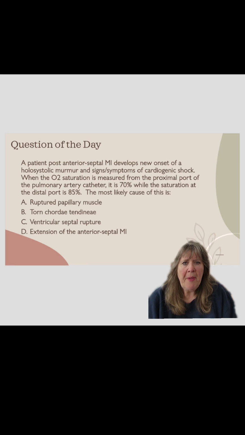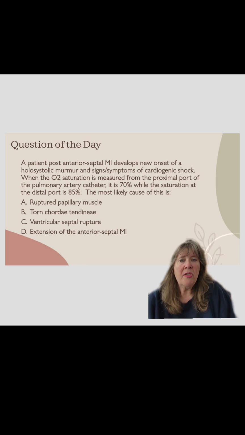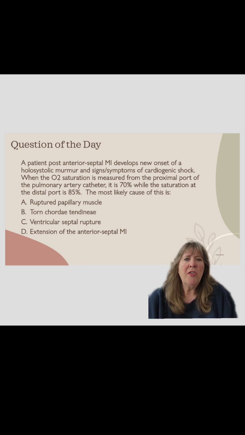Both ruptured papillary muscle and torn chordae tendineae, both of those things would produce a holosystolic murmur, but they would also, in the description, you would read that they produce a gigantic V wave in the pulmonary artery occlusive pressure tracing. Plus that, with papillary muscle rupture or torn chordae tendineae, they are attached to the papillary muscle, we would not see that step up in oxygenation. Not at all, even though in both cases, we would hear a holosystolic murmur.